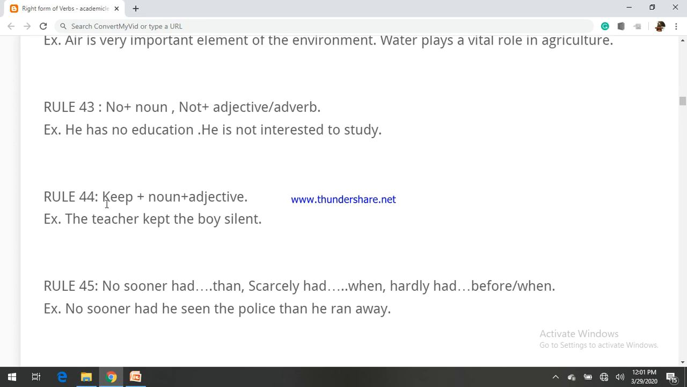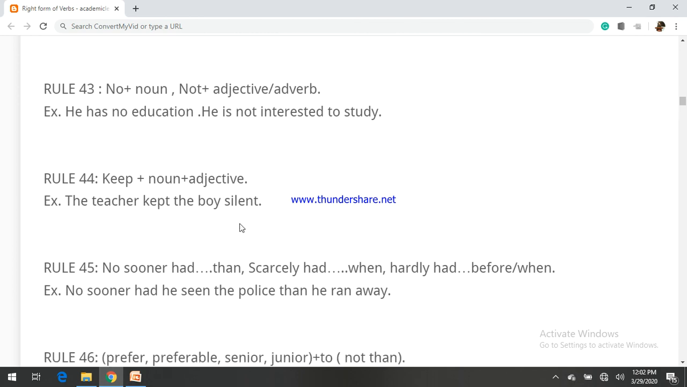Let's see rule 44. Keep plus noun plus adjective. After keep, here is a noun, then an adjective. Let's see, the teacher is the subject, then the teacher kept. Kept is the V2 of the word keep. The teacher kept the boy silent. Then kept plus object, that means the boy is a noun and silent is an adjective.